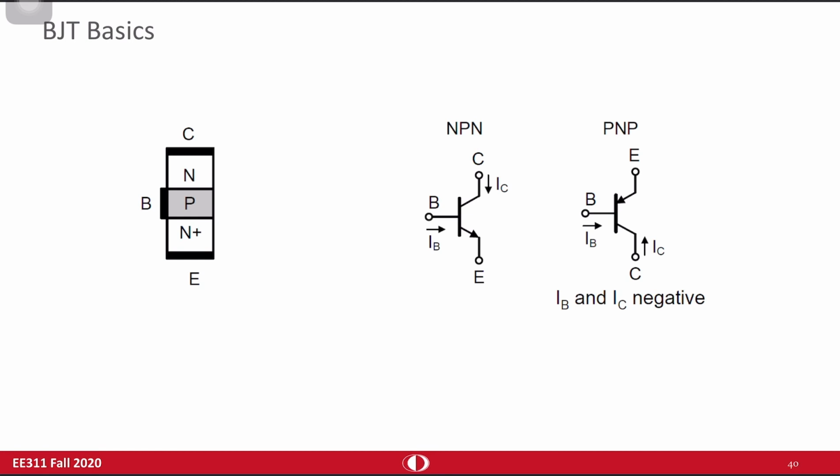So you see a bipolar transistor structure here. What you have is in fact two back-to-back connected diodes. And unlike the MOSFET, this structure is not symmetrical.